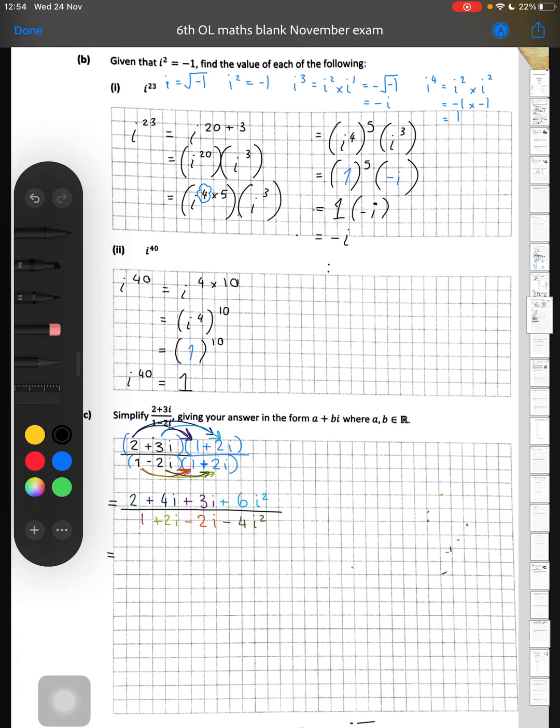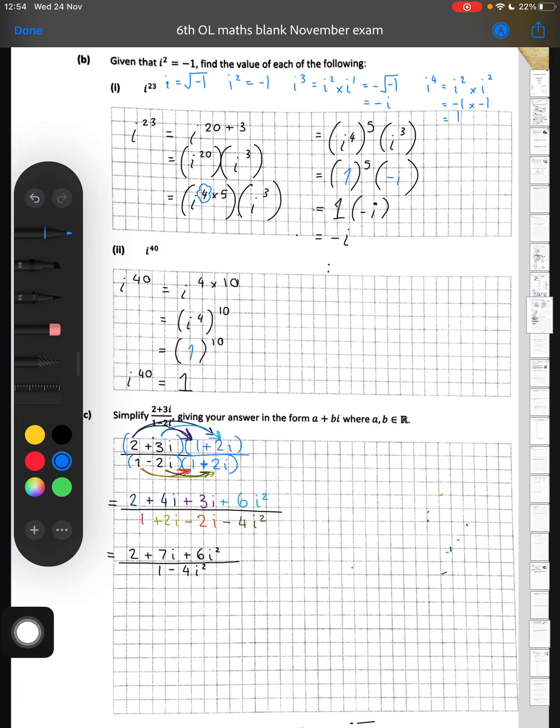Okay, so I want to go and simplify this out. So on the top line, I have 2. There's no other real numbers there, so I'll just write down 2. Then I have a plus 4i plus 3i, so that's plus 7i. And then I have my plus 6i squared. Okay, and that's all going to be over, and I'm going to simplify the bottom. So I have 1, and then I have a plus 2i minus 2i, which is just going to be cancelling. Okay, and then I have 1, and then minus 4i squared.